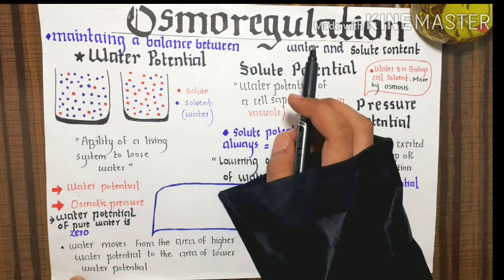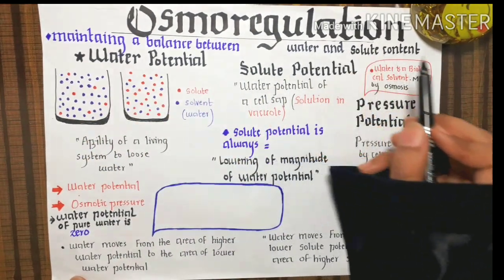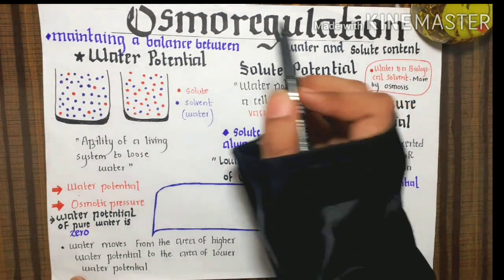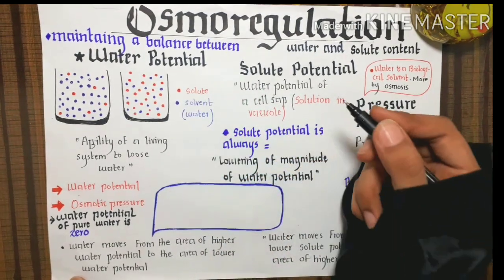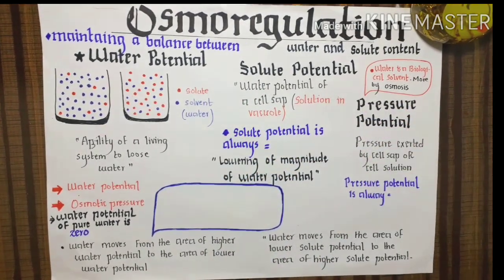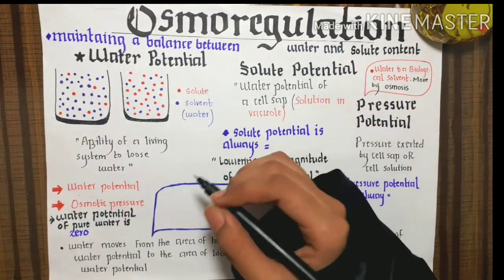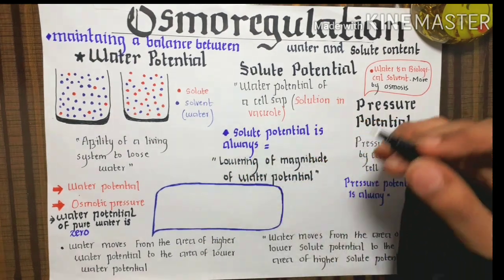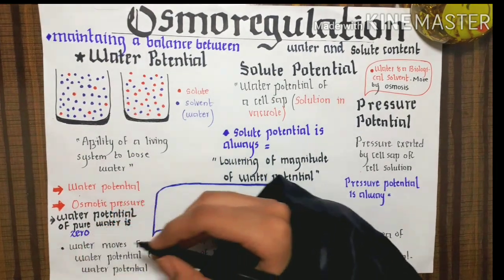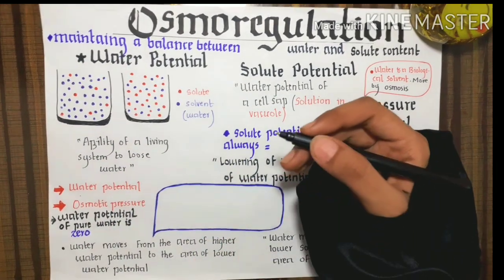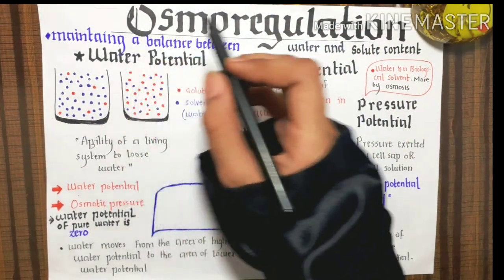What is osmoregulation? Maintenance of a balance between water and the solute content of the cell is called osmoregulation. Maintaining a regulation between the water and the solute content is called osmoregulation. How much the water must be inside the cell and how much it must be outside the cell, what will be the proportion of the solute content inside the cell and what will be its proportion when it is outside the cell. All this is regulated by the process of osmoregulation.